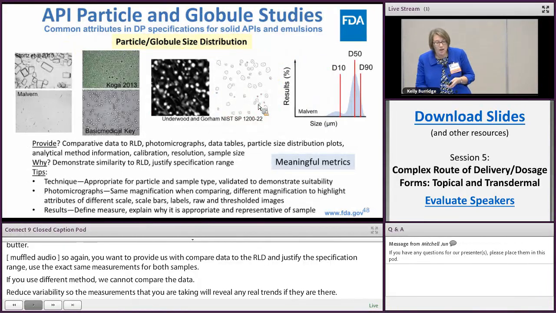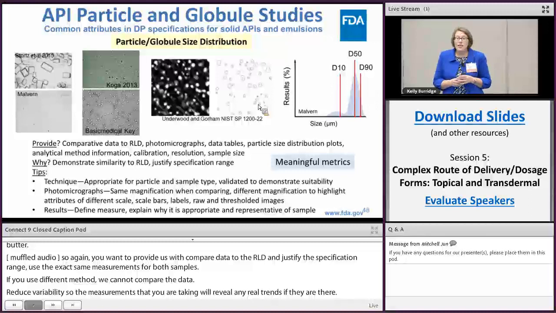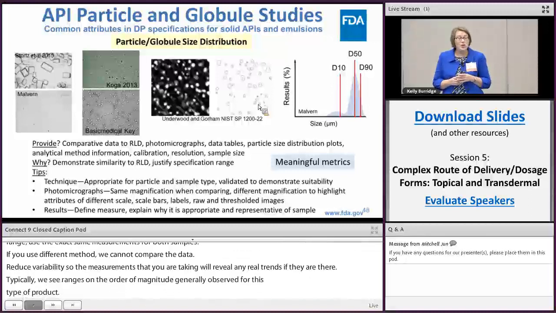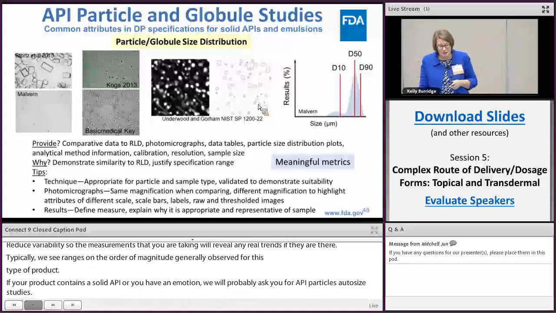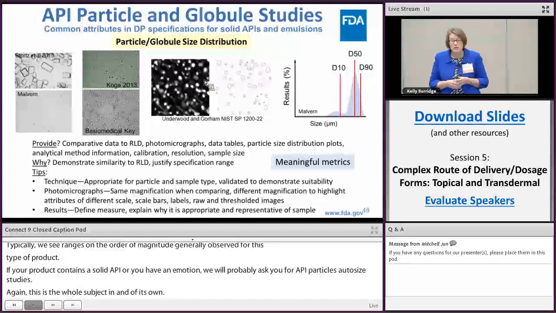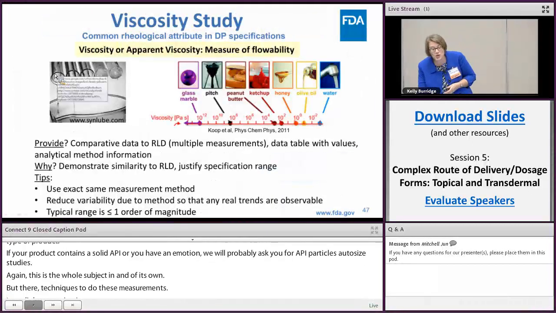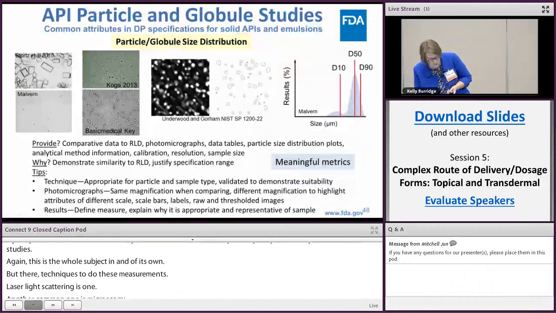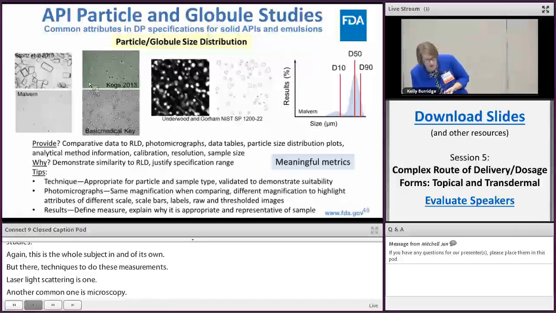If your product contains a solid API or you have an emulsion, we're probably going to ask you for API particle and globule size studies. Again, this is a whole subject in and of its own, but there are some common techniques to do these measurements. Laser light scattering is one. Another common one is microscopy. So shown on this slide, we have pictures of solid APIs and also different types of emulsions.